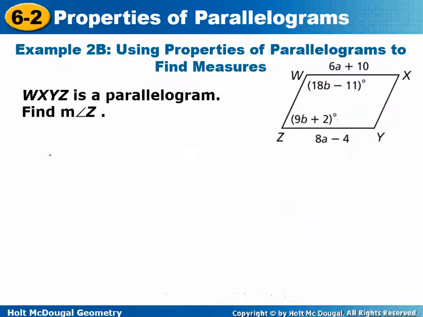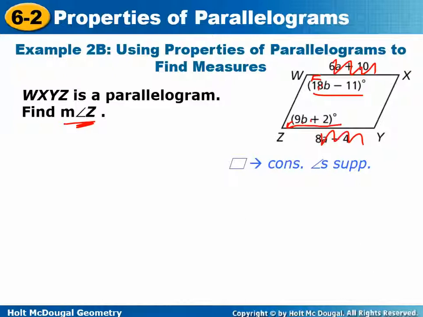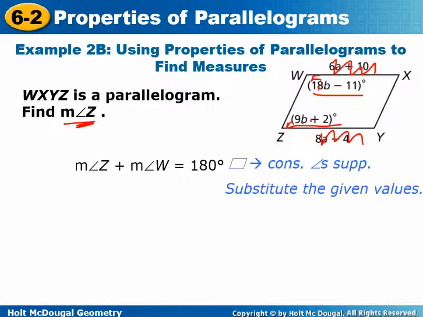Now in this question, they're asking us to find the measure of an angle. So then I will use these ones with degrees on them, and I won't use the ones that don't have degrees on them, because those are referring to sides. So this 9b plus 2 is for Z, and 18b minus 11 is for W. Well, remember that these two added together are supplementary. In a parallelogram, consecutive angles are supplementary. So I can write that 9b plus 2 plus 18b minus 11 is equal to 180 degrees.